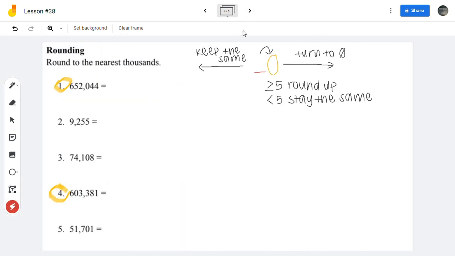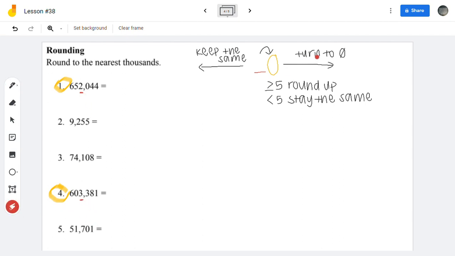The third section we're going to go over is rounding, and we're going to be rounding to the nearest thousands. So it's important when you're rounding that you know your place values. So we're going to do number 1 and number 4, and I'm going to show you where the thousands place is for both of them. So I'm going to underline it in red, the thousands place. So 2 is our thousands place for number 1, and 3 is our thousands place for number 4.